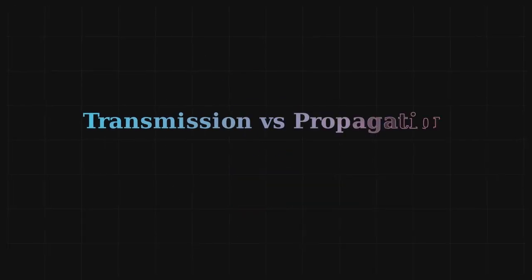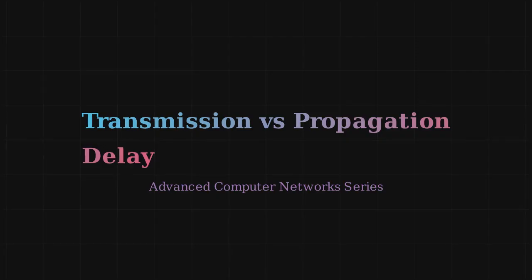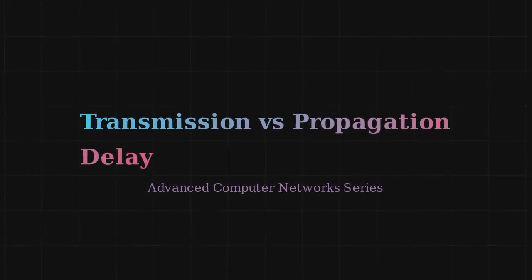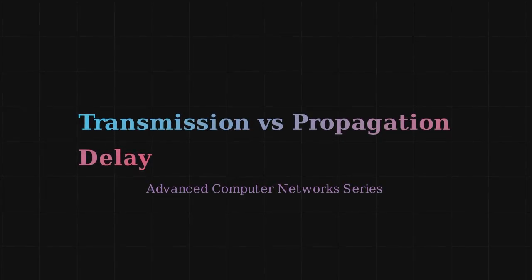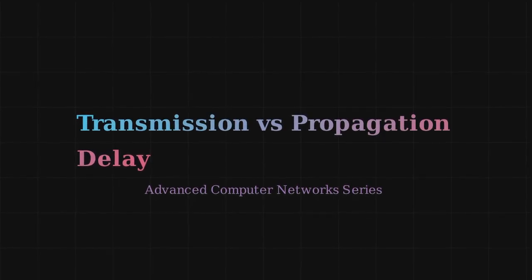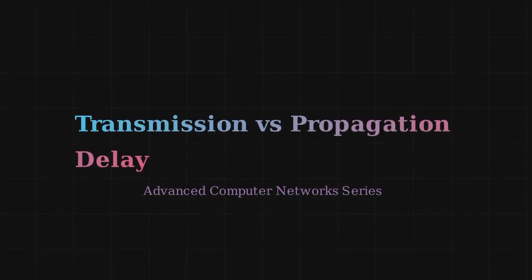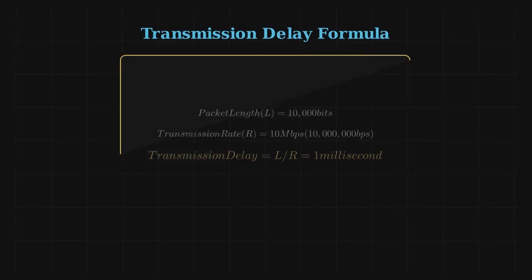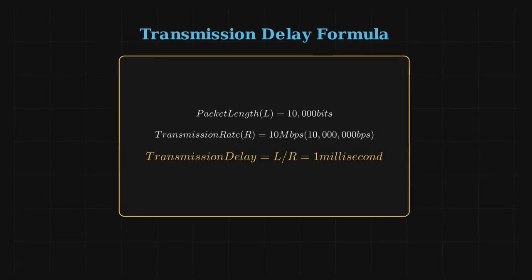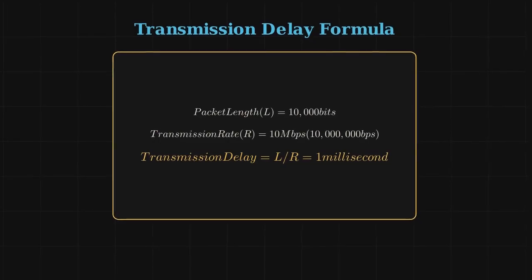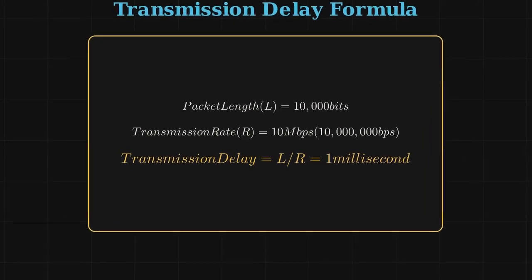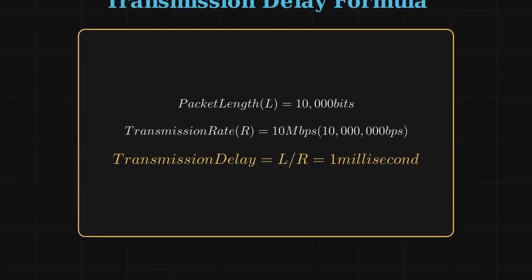When moving data across a network, two crucial delays dictate performance: transmission delay and propagation delay. Though often confused, they represent entirely different physical processes. Transmission delay is the time required to push all the packet's bits onto the physical link. It is strictly a function of the packet length, L, and the transmission rate of the link, R.